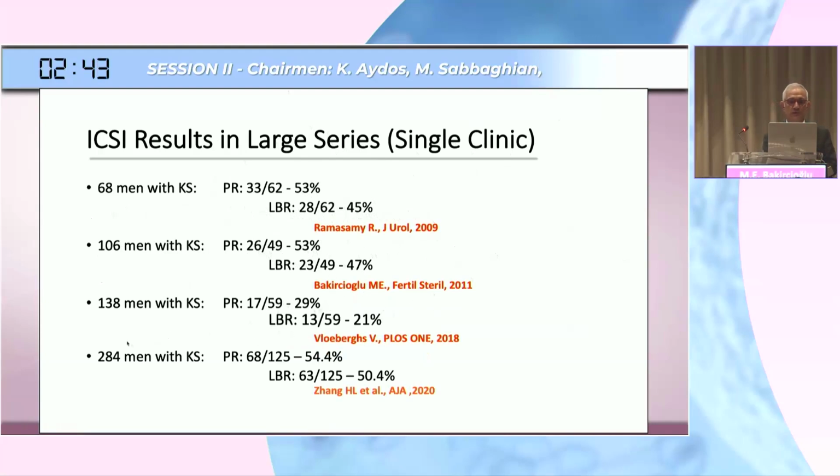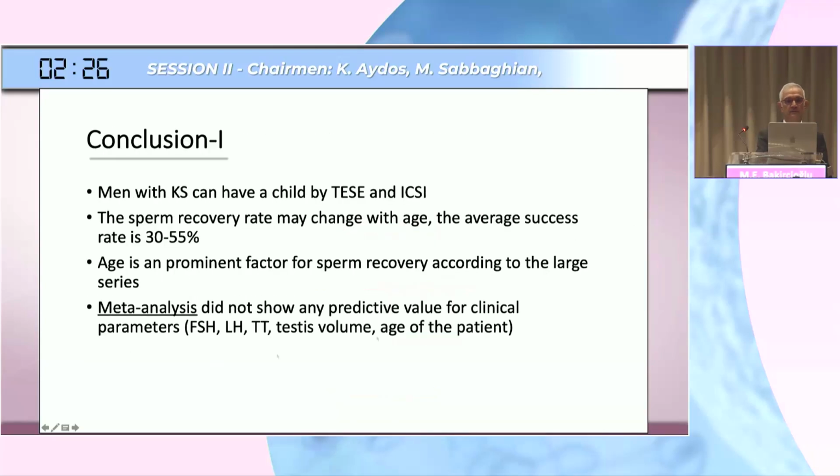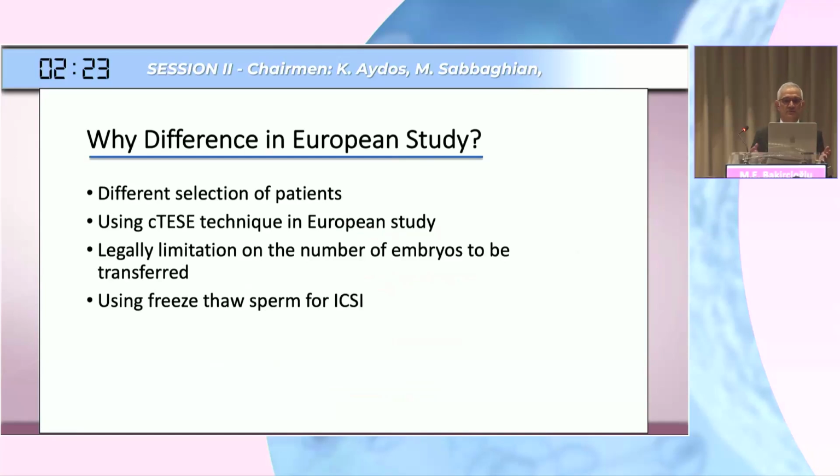From Europe, they found that the pregnancy rate is 39% and the live birth rate is 21%, which is low compared to other groups. And the explanation for these low results is maybe the different selection of the patients, or using the conventional TESE technique in the European study, and legal limitation of the number of embryos to transfer, and using freeze-thaw sperm with ICSI may lower the ICSI results.